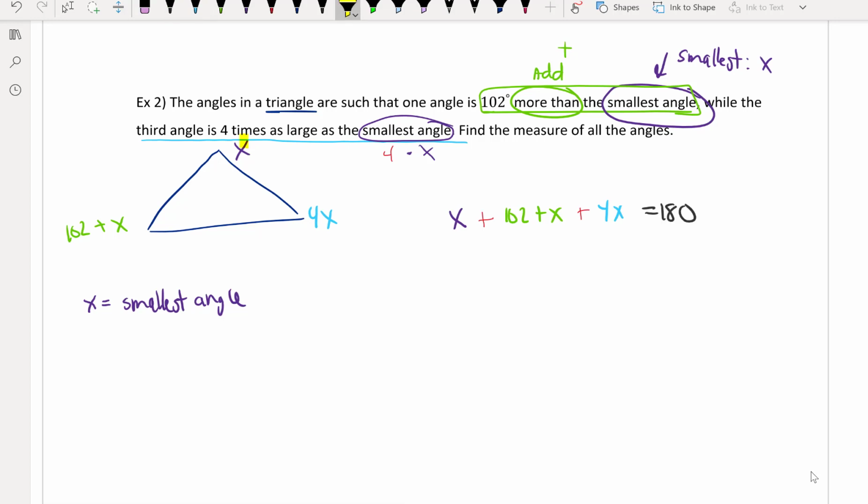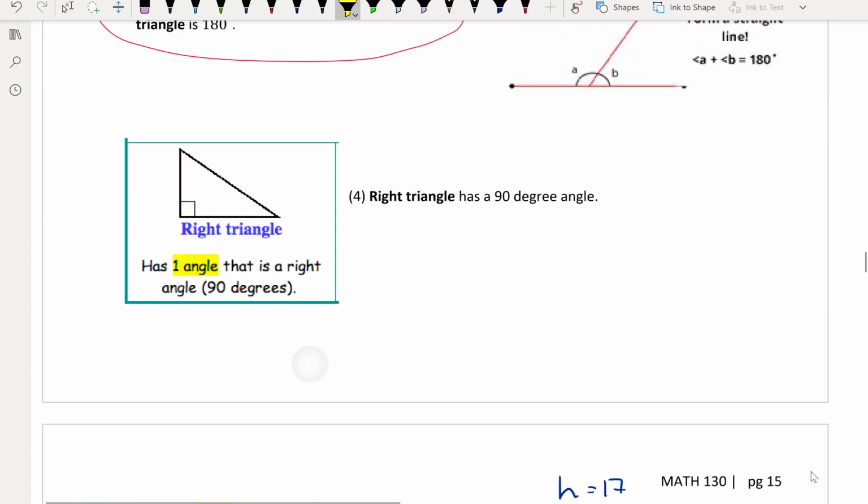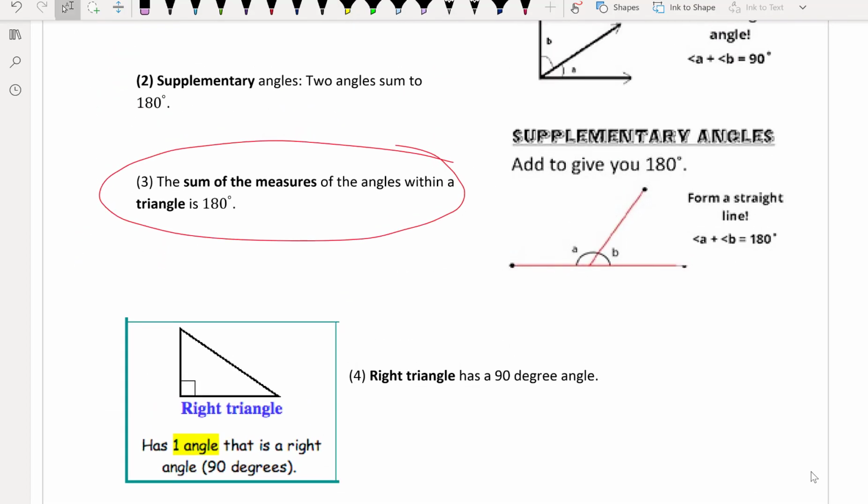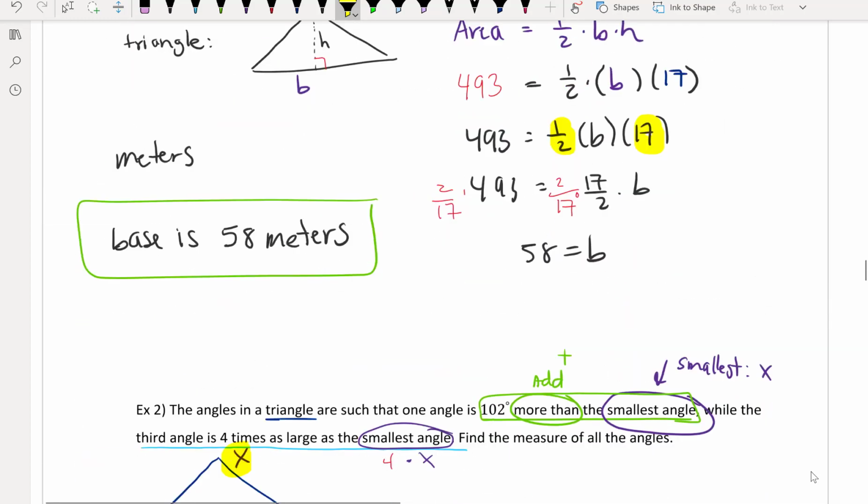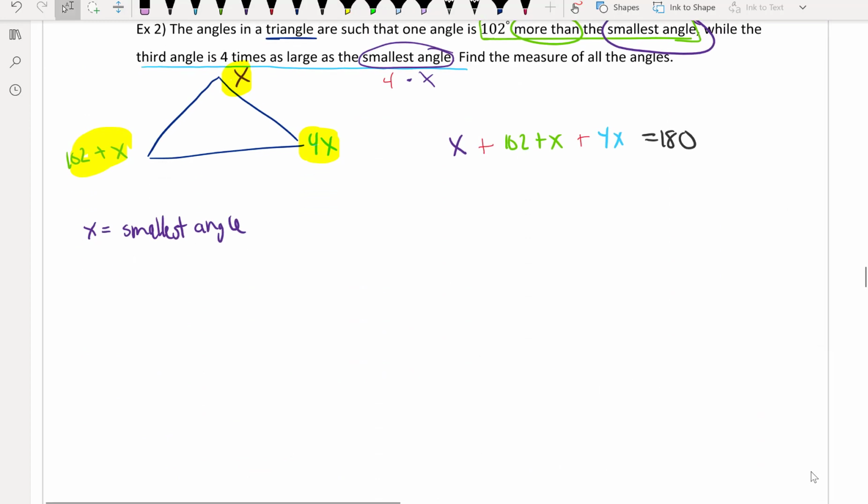So what I'm doing is I'm taking each angle and I'm going to add them all together to give you 180 degrees. And the reason for that is it was listed on the page before: the sum of measures of angles within triangles is 180 degrees. That means when you add all the angles together in a triangle, it should add up to 180. So that's the fact that I'm using here.